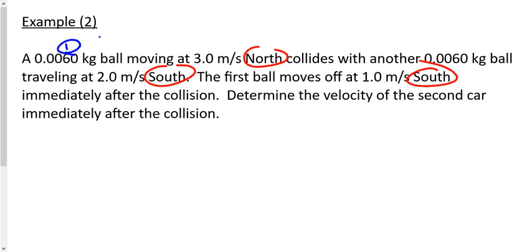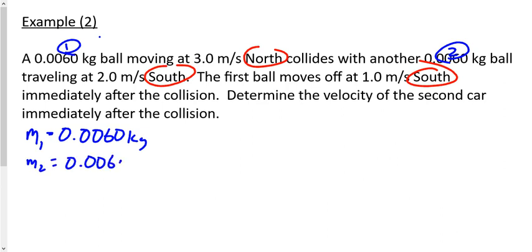We're going to call this one number 1, and this one number 2, the second one. I'm going to say M1 is 0.0060 kilograms. Oh man, number 2 is the same thing. That's actually going to be a big help for me. Or not a huge help, but a bit of a help. You're going to see in a moment why this number is a help to me.